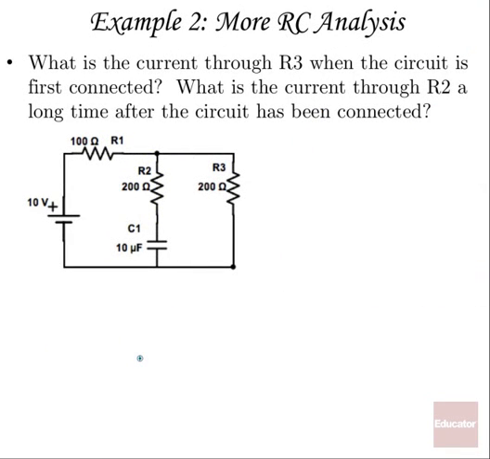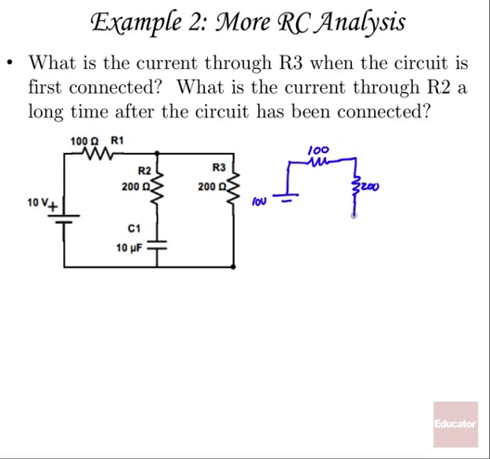Let's do some more RC analysis, a little more practice. What's the current through R3 when the circuit is first connected, and what's the current through R2 a long time after it's been connected? Well, when it's first connected again, let's draw it that way. When it's first connected, we've got 10 volts. We have 100 ohms R1 up here. Now, when it's first connected, that's going to act like a wire, so we've got 200 ohms here.